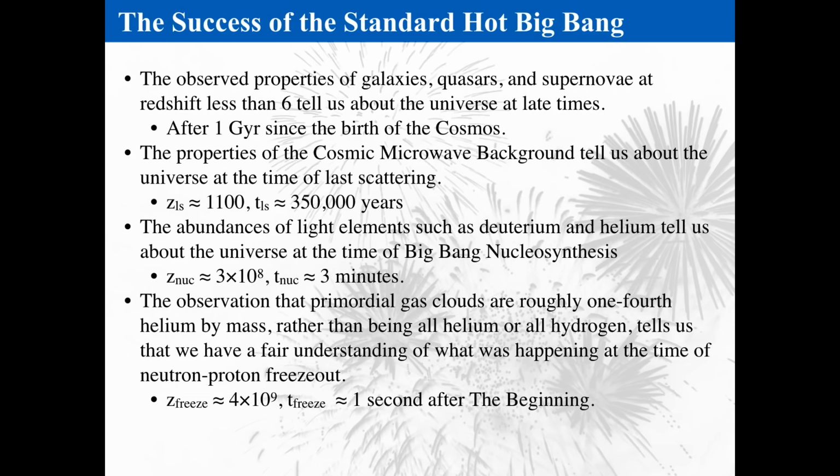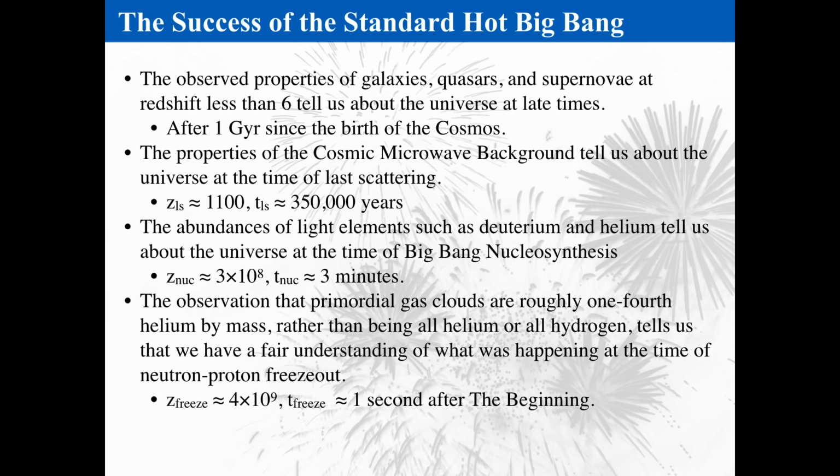All right, so the successes of the standard hot Big Bang model, which was the idea of the primeval fireball of the cosmos, has a number of major successes, and all of them are observational. The first is that galaxies, quasars and supernovae at redshifts less than about 6, which means since a billion years after the birth of the cosmos, or the last 12 billion years, can tell us about the universe at later times. So we really do understand how things evolve in that time since about a billion years after the Big Bang. That tells us a lot, and that's part of it, the evolution of the universe since then.